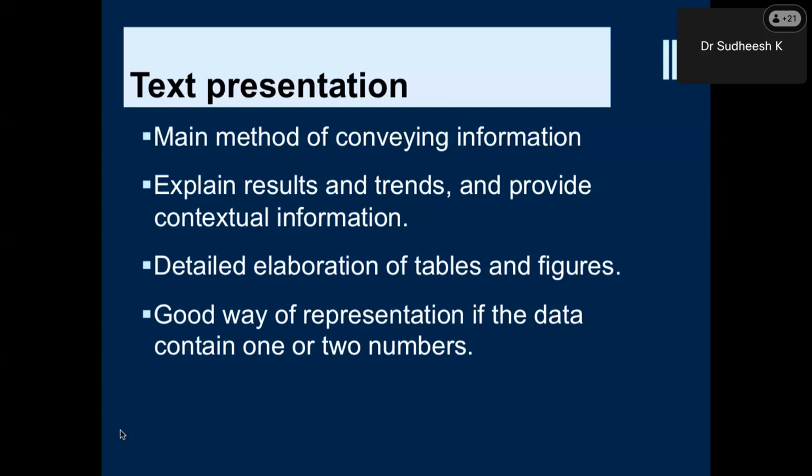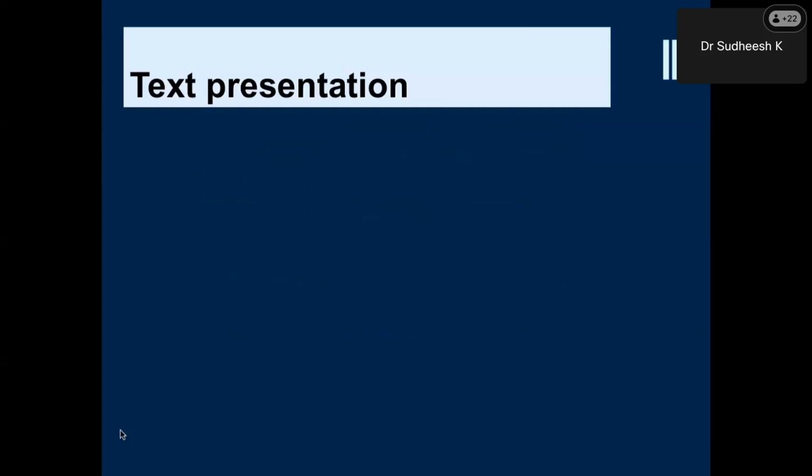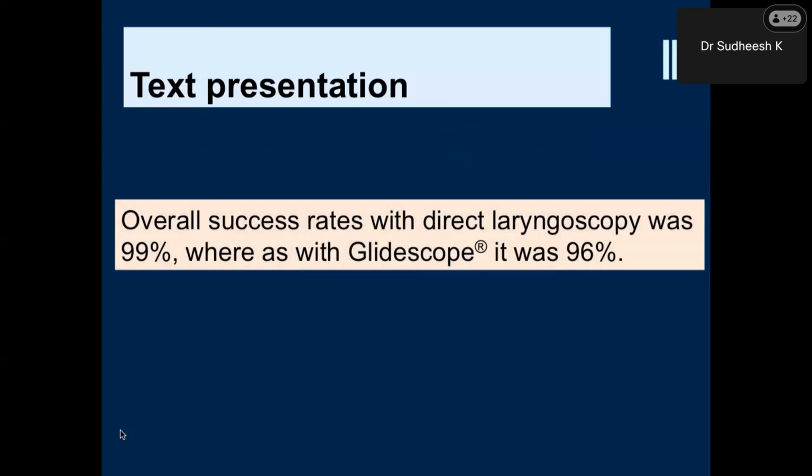Let us say you have recorded BP at 5, 10, 15, 20, 25, 30 minutes. Is it good to write in the form of text, where you mention that in group A the BP at the 5th minute was this, at the 10th minute was this? It becomes a long and boring sentence. Instead, if you represent that in the form of a table, it looks much better. So you can present data by text only if the numbers are limited. Something like this: overall success rate of direct laryngoscopy was 99%, whereas with the light scope it was 96%. It's simple.